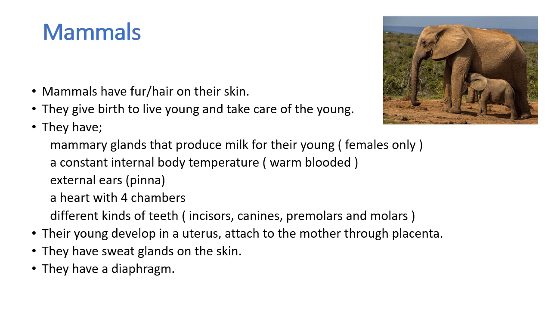Another internal characteristic feature of mammals is having a diaphragm. Diaphragm is a thin membrane situated between the chest and the abdomen. The movement of diaphragm up and down helps us to inhale and exhale. The diaphragm helps in breathing movements.